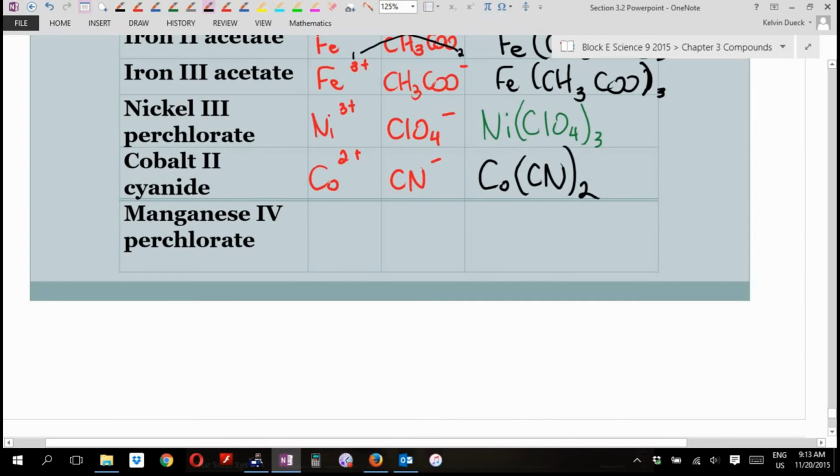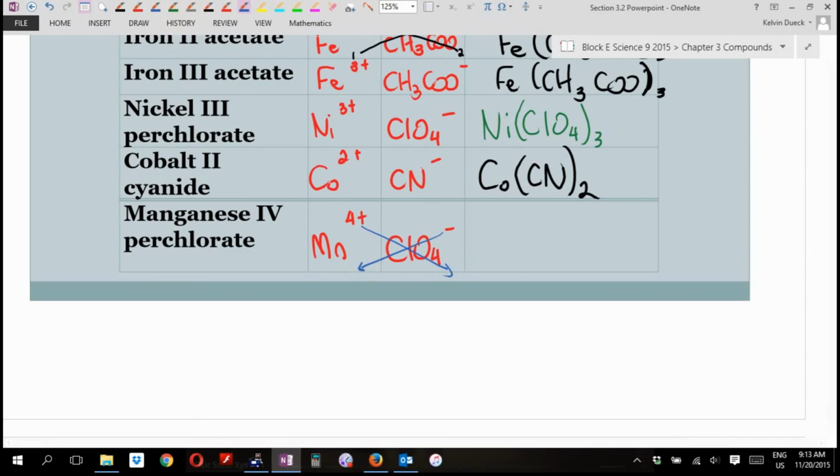Manganese 4. Okay, I always got to be careful. I get magnesium and manganese mixed up. Manganese, is that Mg or Mn? Mn. Okay. I've got that one mixed up many times. Mn, and it's multivalent. Oh, no, I'm going to use 4+. Perchlorate, it's near the bottom somewhere. Oh, there it is. ClO4 negative.